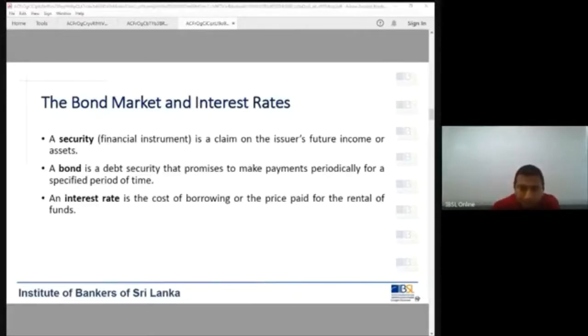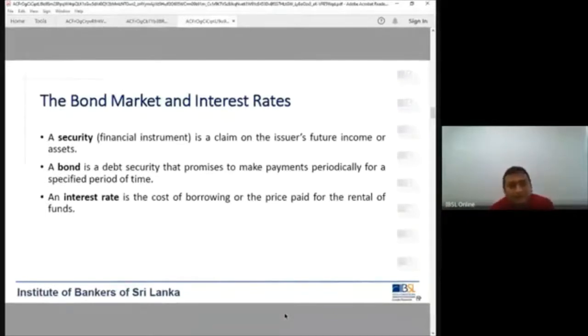Right. So you see these different types of interest rates. And then we also see the bond market and the interest rate. And as I said, in the bond market, we normally say a financial security. Okay, it's a financial instrument. A bond is a security, a financial instrument that provides you a claim on the issuer.